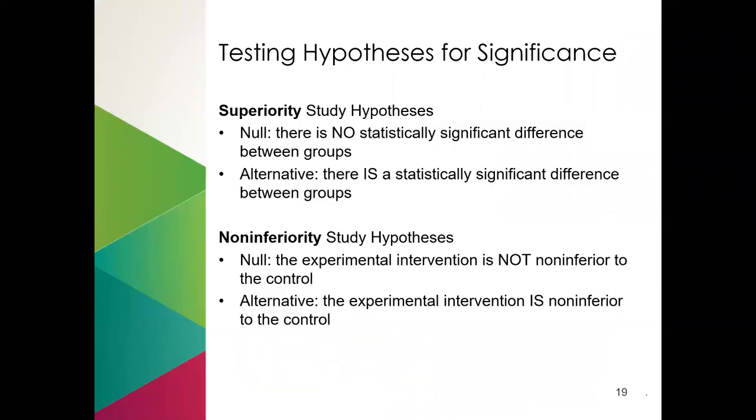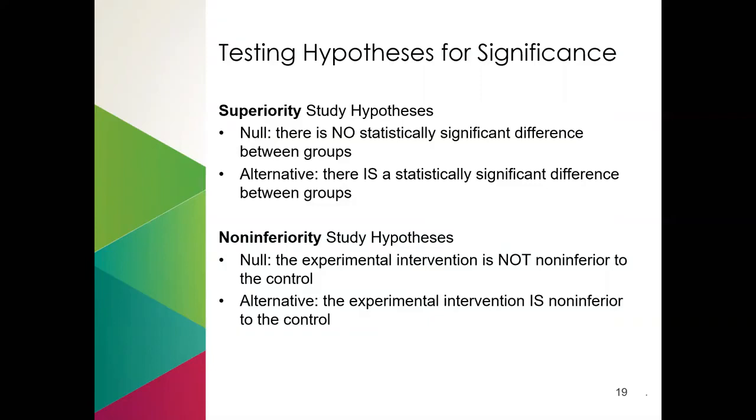Okay, moving on to hypotheses. When you're conducting a study, you have your null hypothesis and the alternative. And depending on what type of study you're doing, they'll look a little different. So for superiority studies, the null says that there will be no statistically significant difference between each group's outcome, while the alternative will say that there is a difference between the groups.